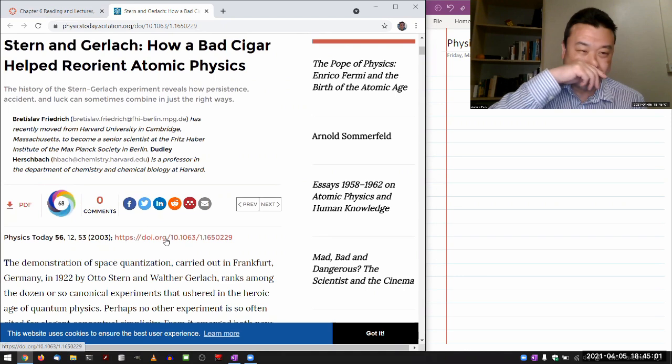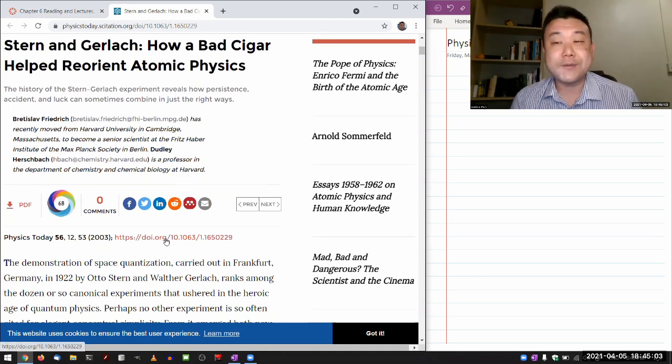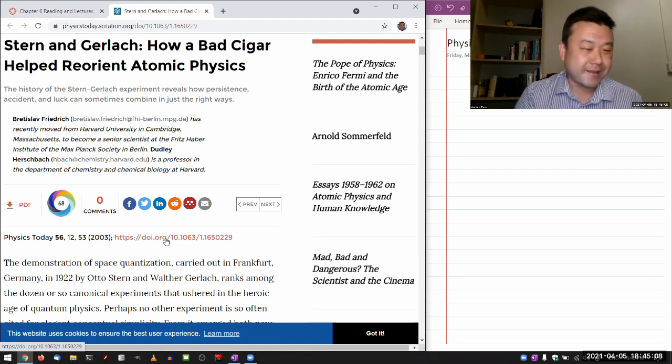It's titled "How a Bad Cigar Helped to Reorient Atomic Physics." I recommend that you read through it. I remember reading it as a student, and it was fun reading through.